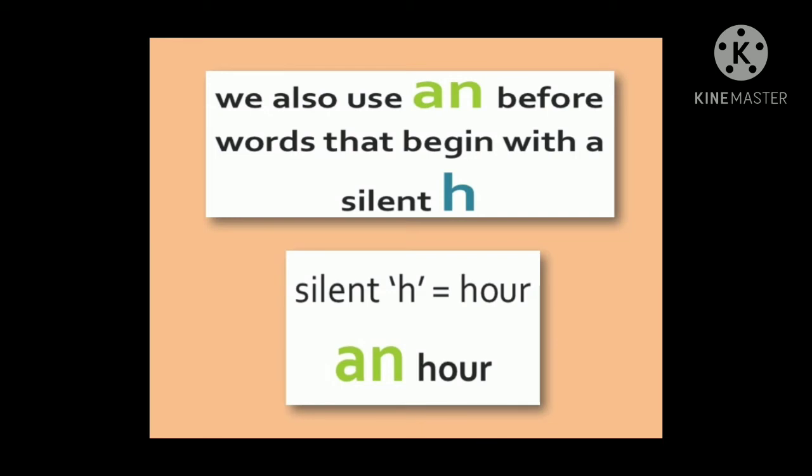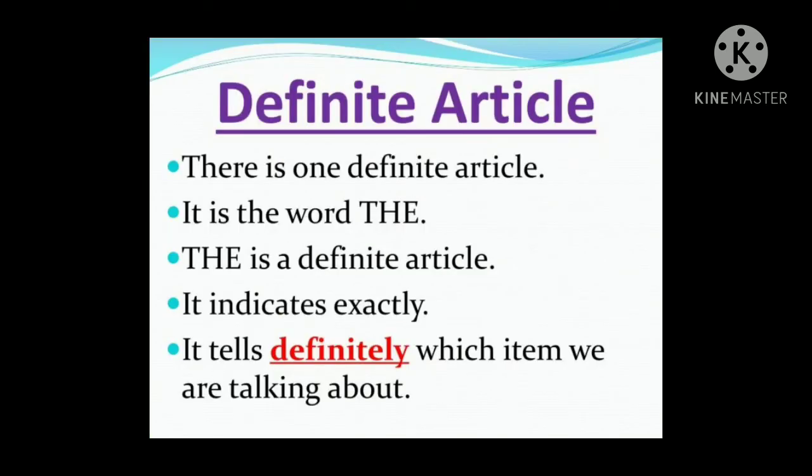We also use an before words that begin with a silent H, as in hour. So we will write an hour. What about honest? It is not pronounced with an H. H is silent over there, and the first sound that we hear is O. So O is the first sound that you hear, a vowel sound, and that's why we will write an honest man or an honest girl. We always write an when H is silent in the word. I hope you have understood the concept of indefinite articles a and an.